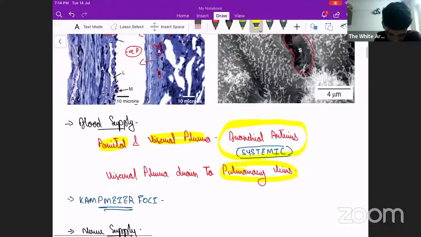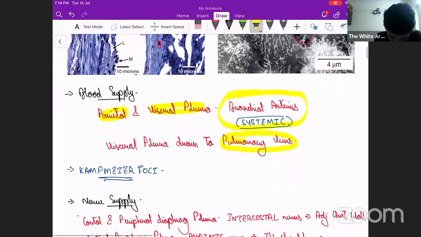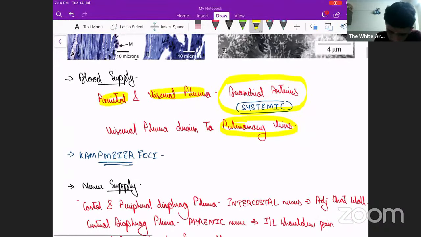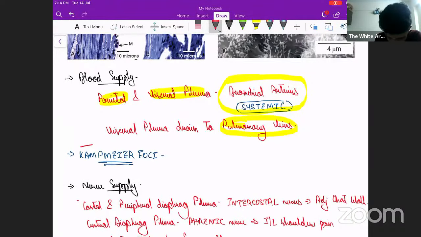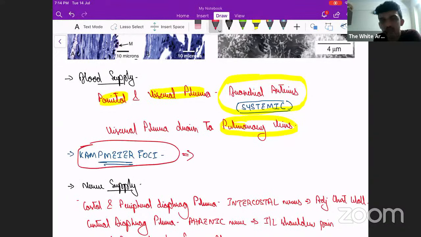So very important. Next, anyone knows what this is? Campmeyer foci. What is this? Have you guys heard of this? Have you guys heard of Campmeyer foci? No, Rishabh, it is not that. It is not the TB foci. It is something to do with pleura only.